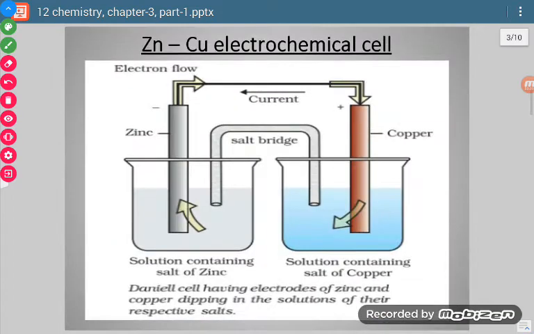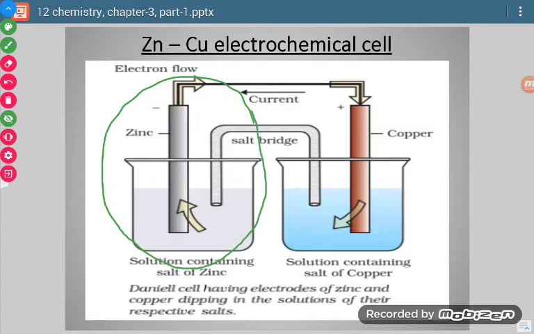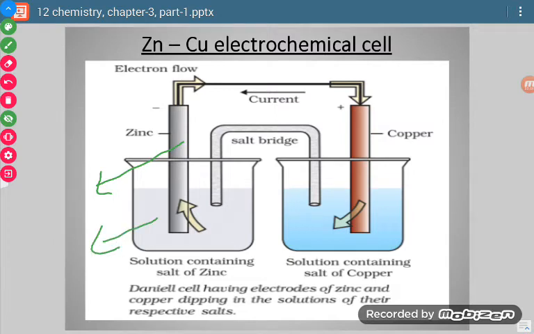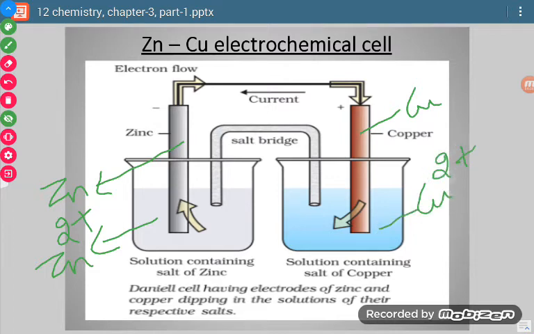The combination of these two gives us the overall cell reaction, or the reaction occurring in the complete electrochemical cell. Now let us look at the zinc copper electrochemical cell. This portion on our left is the zinc half cell. This portion is the copper half cell. What is a half cell? When we take a particular metal rod and dip it in a solution of its own ions, just like here we have taken a zinc rod and the solution contains zinc 2 positive ions, then it becomes one half cell. Similarly, this is a copper rod and this solution contains its ions, copper 2 positive, so this is another half cell.